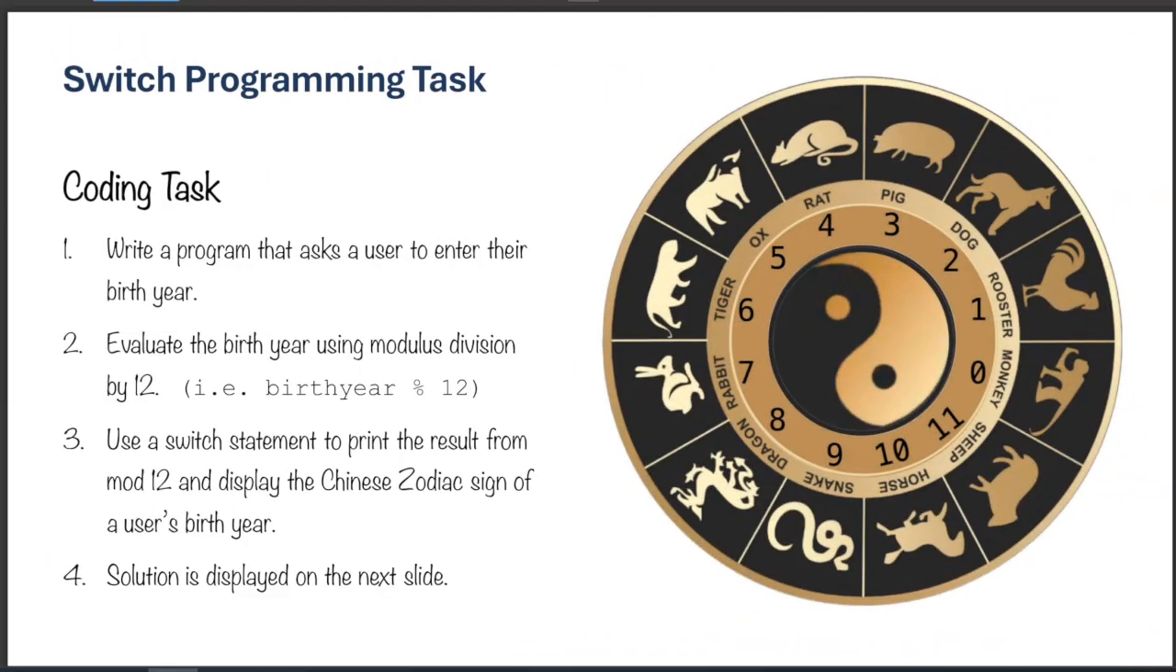So here's a coding task for you. You can pause the video here, write up a quick code in BlueJ, see if you can get it to do this. You have the task, which is to write a program that asks the user to enter their birth year. It'll evaluate their birth year by using modulus division by 12, and the modulus gives you a remainder. If the remainder is 0, it's the year of the monkey. If the remainder is 1, it's the year of the rooster, and so on and so forth. You will use a switch case to represent each of the outputs for mod 12, and the solution, meaning my code, will be displayed on the next slide when you unpause and continue with the video.